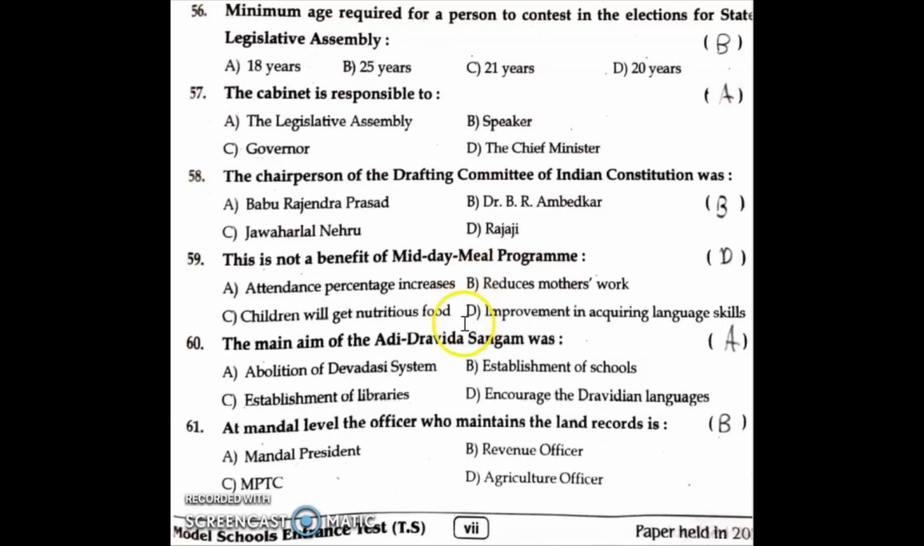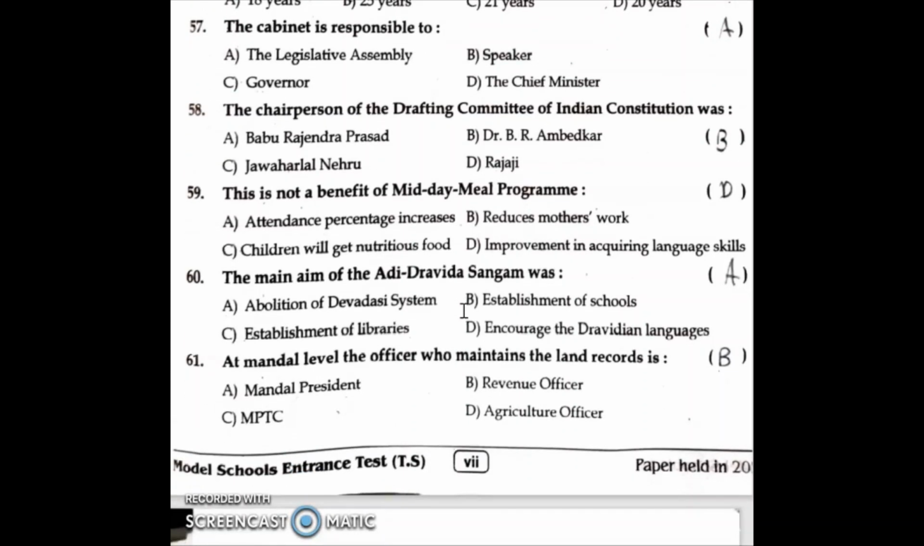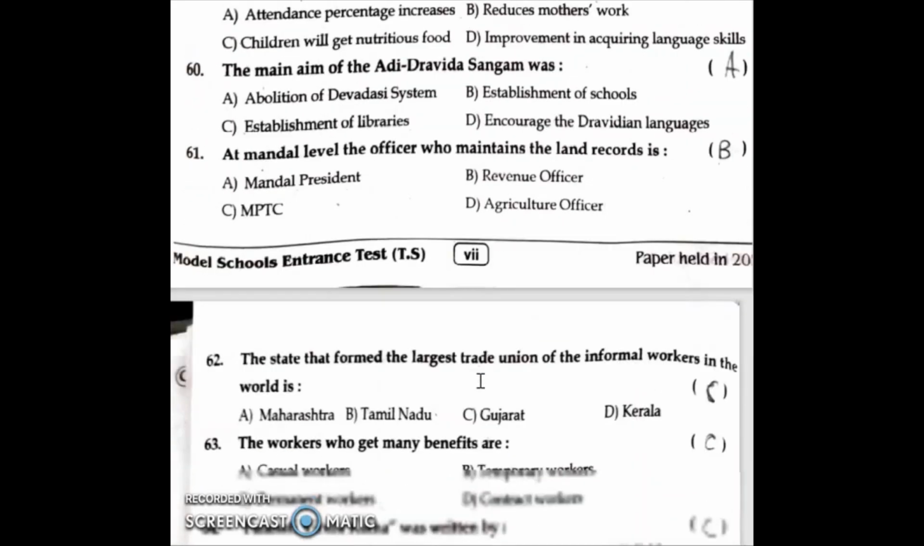This is not a benefit of the midday meal program. D. Improvement in learning and acquiring language skills. The main aim of Adi Dravida Sangam was A. Abolition of the Devadasi system. At mandal level, the officer who maintains land records is B. Revenue officer. B is the correct answer here.